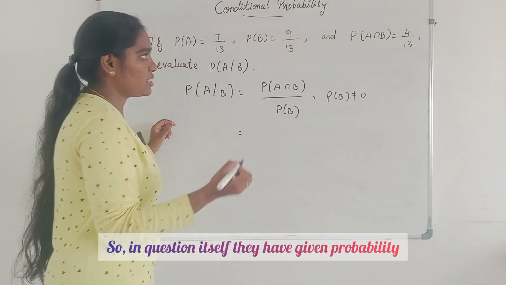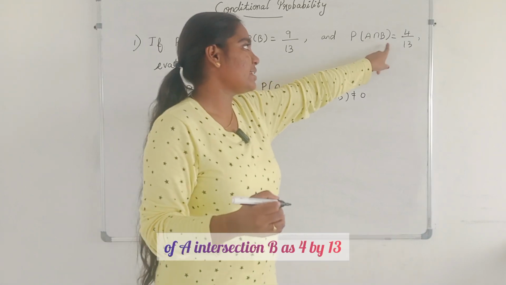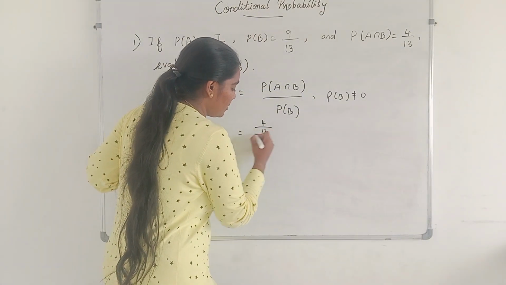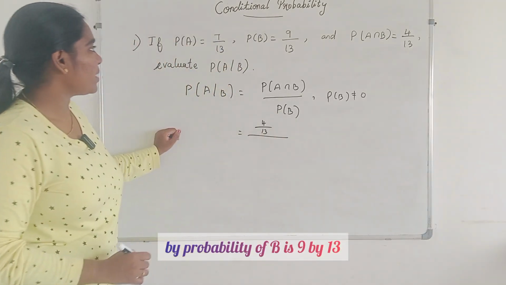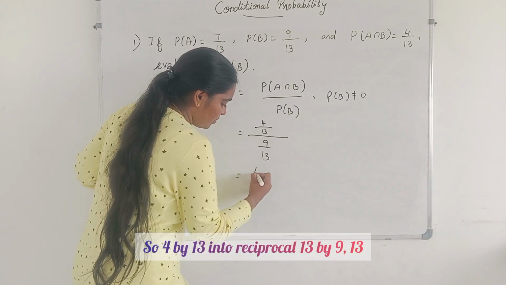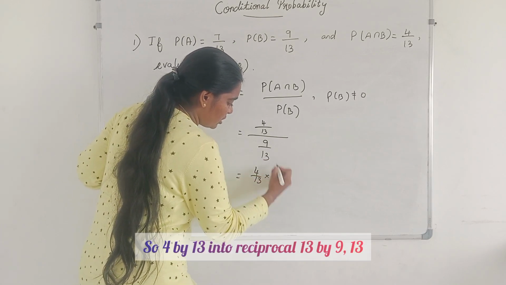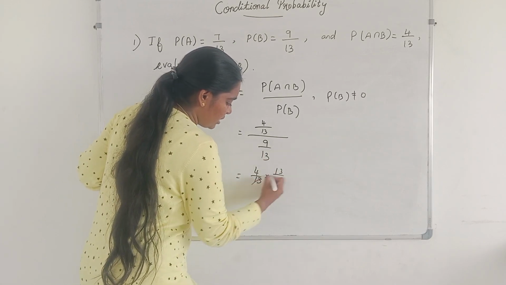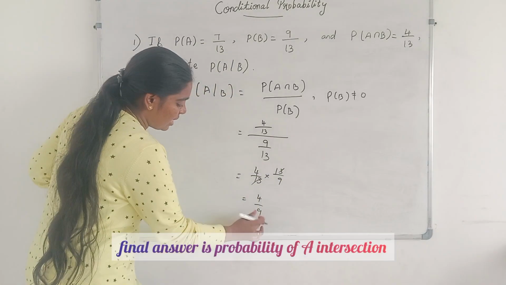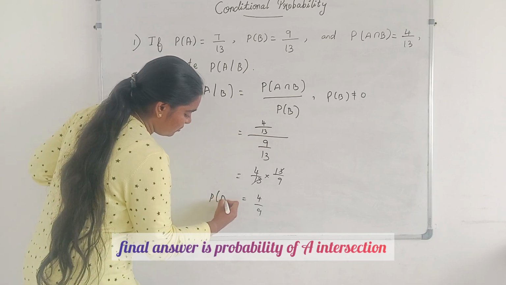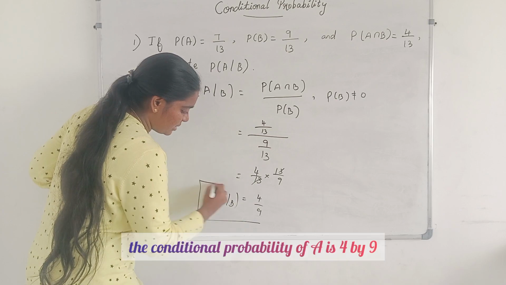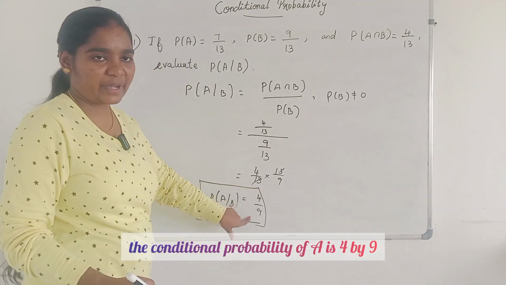So in the question itself they have given probability of A intersection B as 4 by 13. So 4 by 13 by probability of B, which is 9 by 13. So 4 by 13 into the reciprocal 13 by 9, the 13s cancel. So 4 by 9. So the final answer, the conditional probability of A provided that B has already occurred, is 4 by 9.